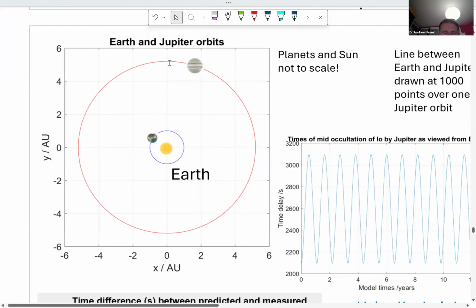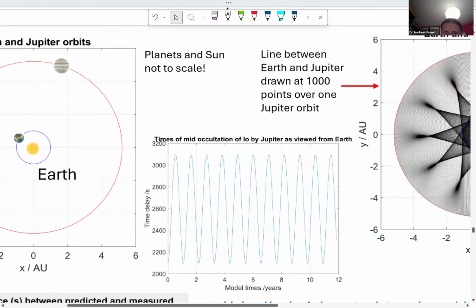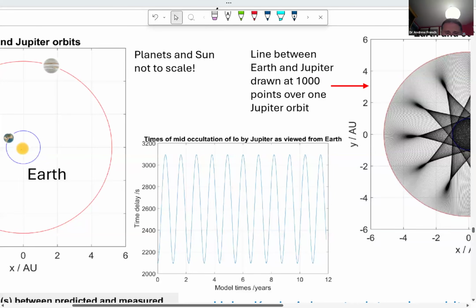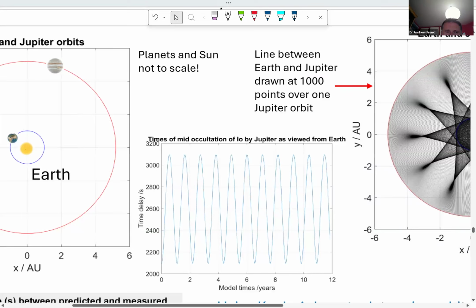So the Earth and Jupiter going around, right? And there's a little bit of a time delay from Io to Jupiter, but it will be small. Most of the time is between Jupiter itself and Earth, and you can work out what it is as you go through the year. So I've worked that into a little simulation. And these are your model times, and you've got the time delay.